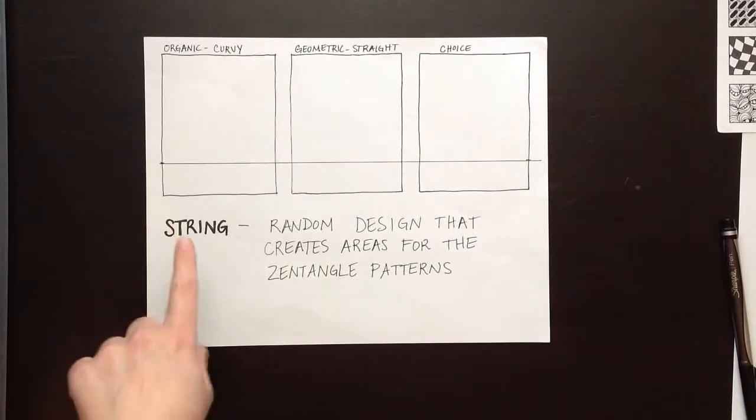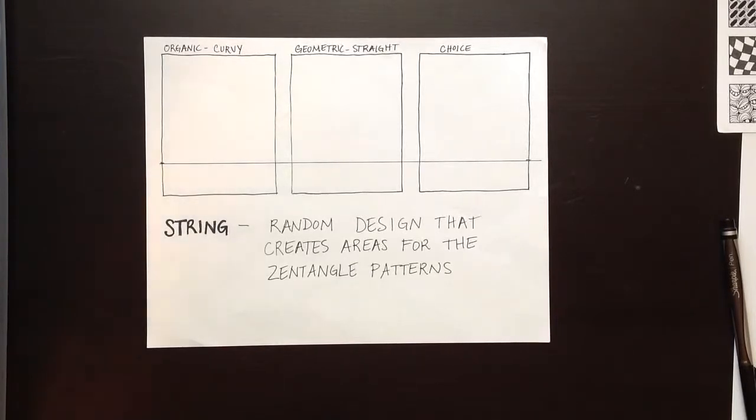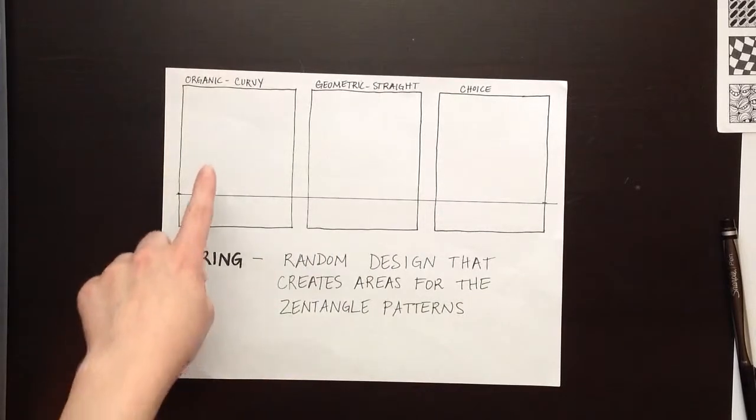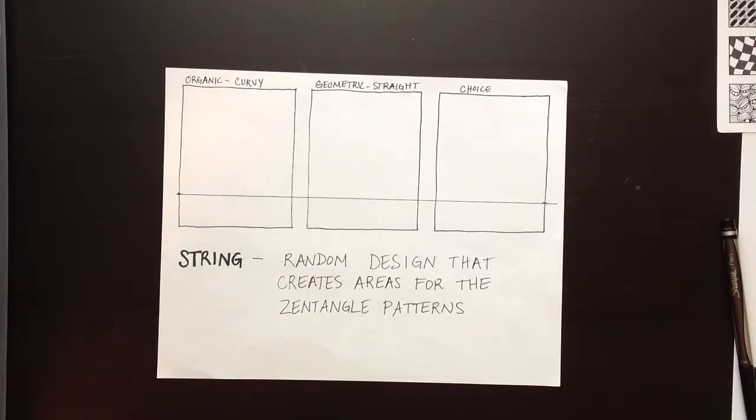And remember, a string is just a random design that you're going to draw to get the areas that you want your patterns to be in. You're going to do 3 different string sketches. The first one is going to be organic. And remember, organic lines are curvy, they're found in nature, they're free-flowing. The second one's going to be geometric, and those are your straight lines. And then the third one is going to be your choice. You can do whatever kind of design that you want to do.